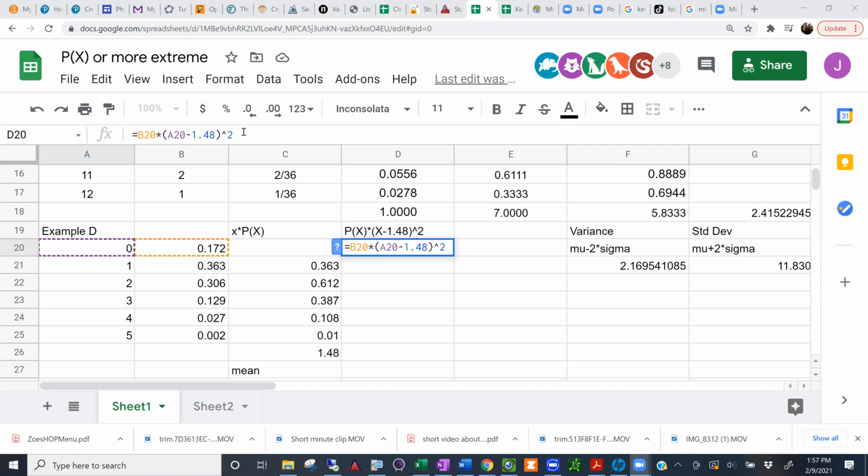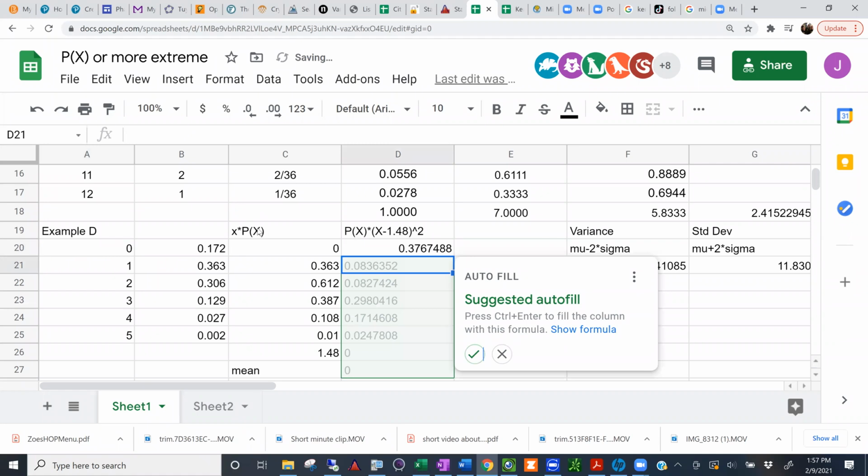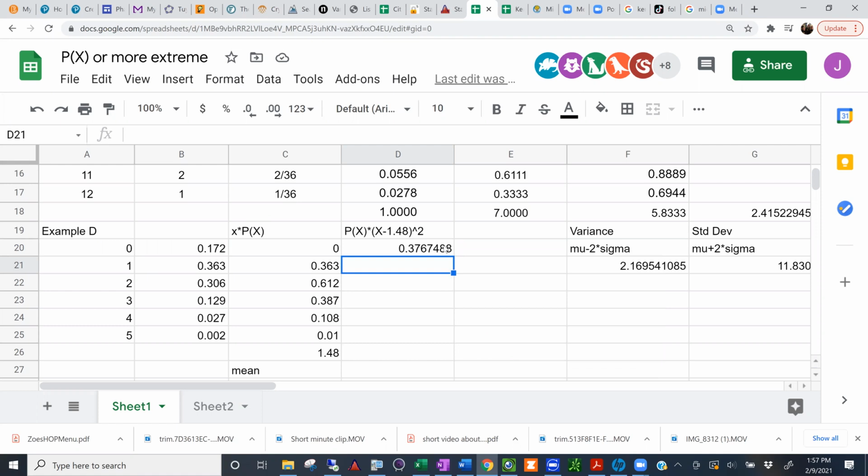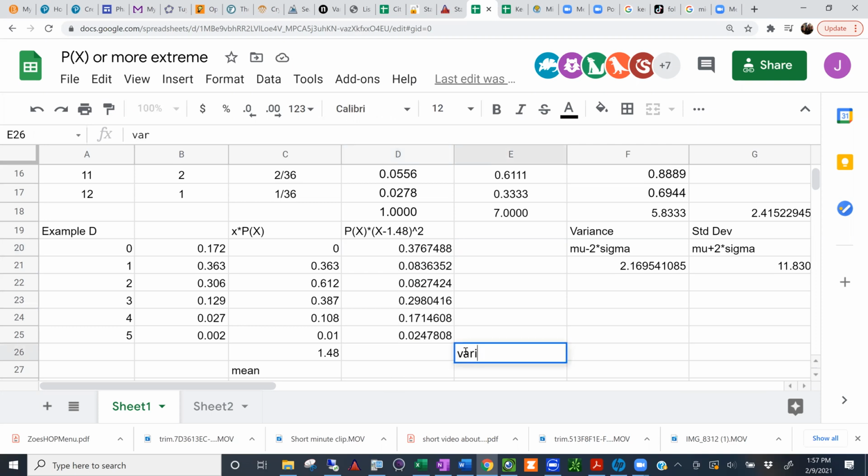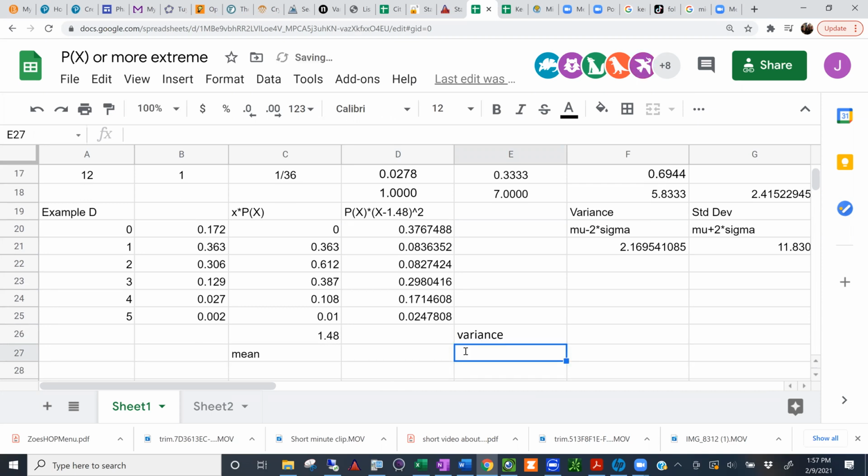So there's that command. When you're ready, press the enter key. And it's going to ask you, do you want to do that all the way down? I'm going to say no. So I want to just click and drag that to particular cells, not all of them. So I'm going to drag that down to row 25 and stop there because I want to total up this column to get the variance. I'm going to put variance right here, and then below that, put standard deviation.